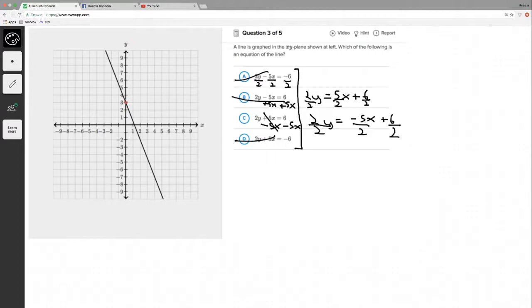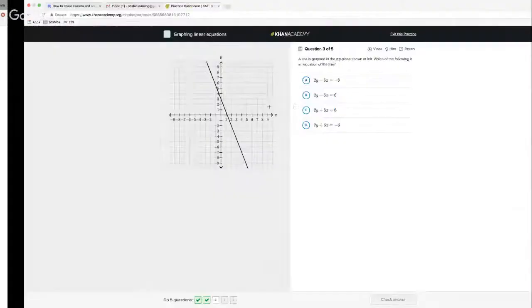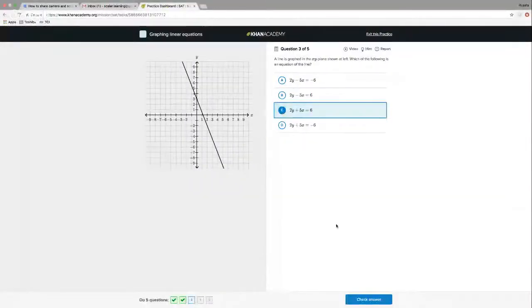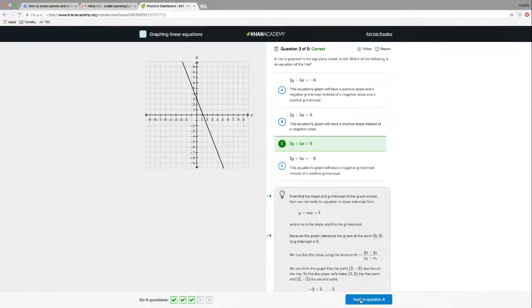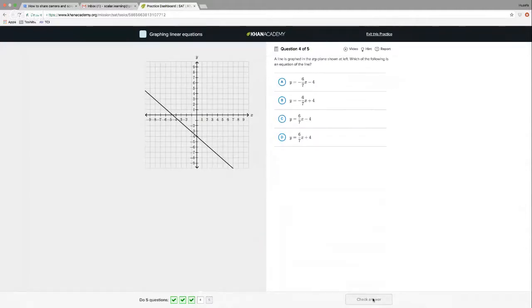Negative 5 over 2: down 1, 2, 3, 4, 5, and over positive 2, 1, 2. That works. Therefore, C is our answer. Okay. We're going to go with C. Make sure we are right, that we haven't made any mistakes. Correct. All right. 2 more to go.